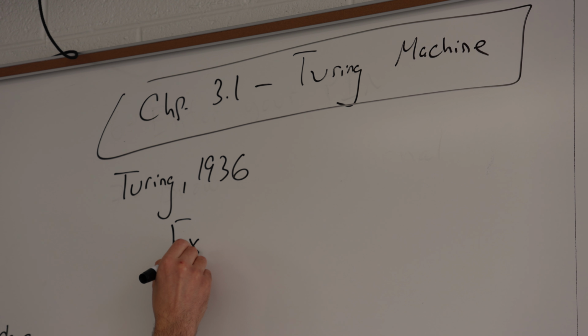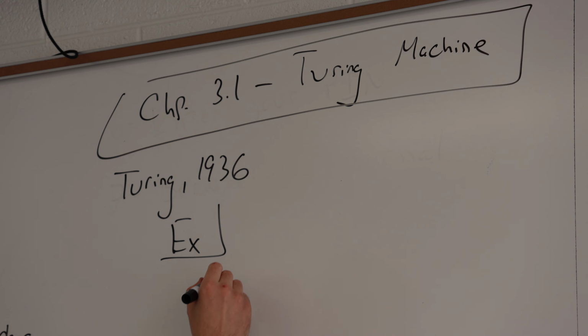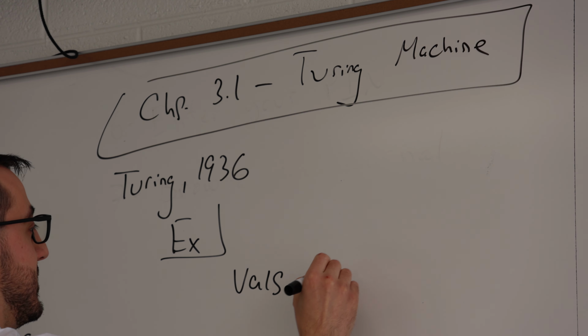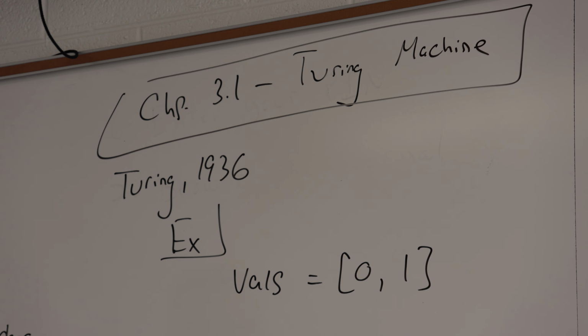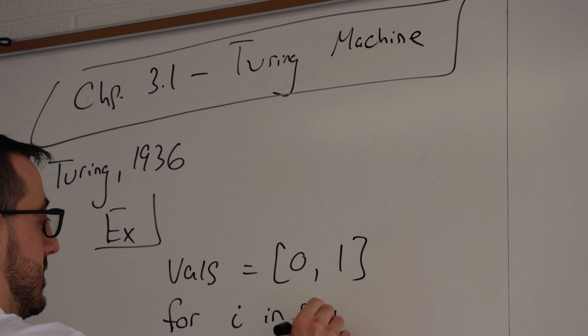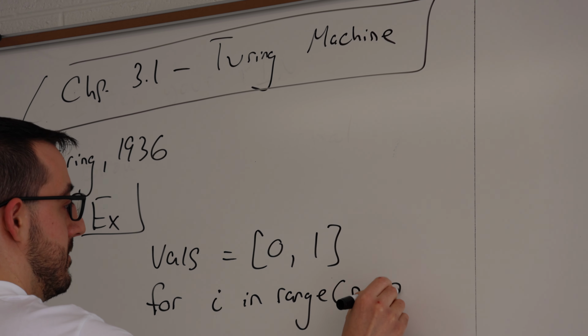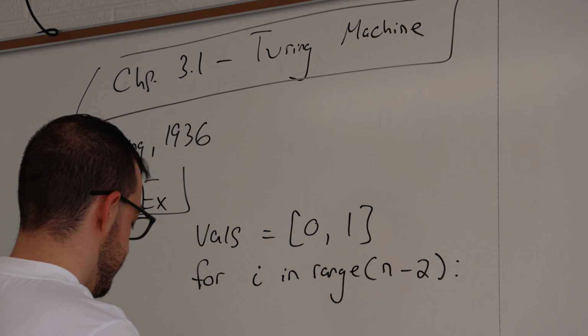So let's use the following example to help us understand what a Turing machine is doing. Are you familiar with Python? Yes? Okay, great. So I'll use Python. Of course, it doesn't matter the language. Let's create an initial list of values being 0 and 1. And then I'm going to have a loop for i in the range of some number n minus 2.